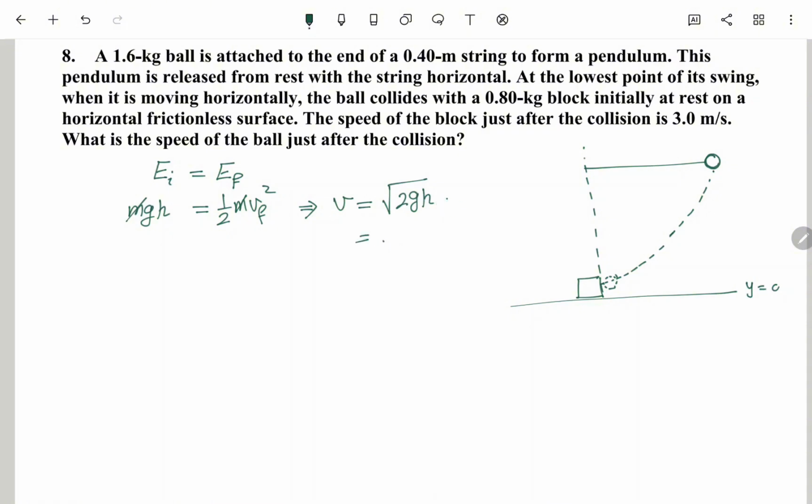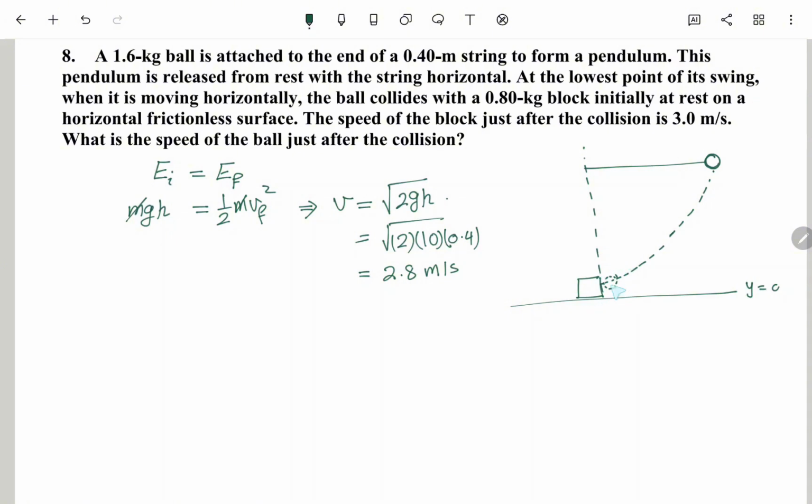With numbers, it's equal to 2, g is 10, and h is 0.4, so after all, it's equal to 2.8 meters per second. So this is the speed of the ball just before the collision. Now we would like to calculate the speed of the ball just after the collision in this situation.